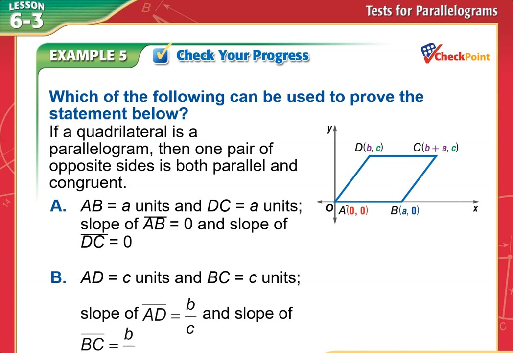Which of the following can be used to prove the statement below? If a quadrilateral is a parallelogram, then one pair of opposite sides is both parallel and congruent. Good. If you said answer A, AB is A units, and DC is A units. So that means they're going to be congruent. And we have slopes that are the same that are 0.